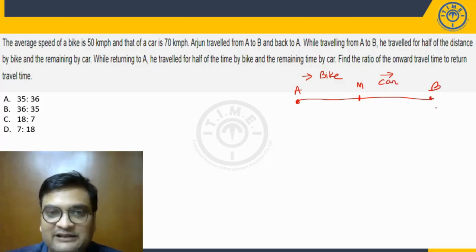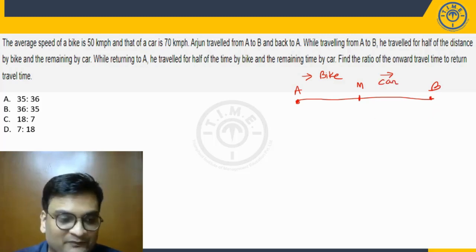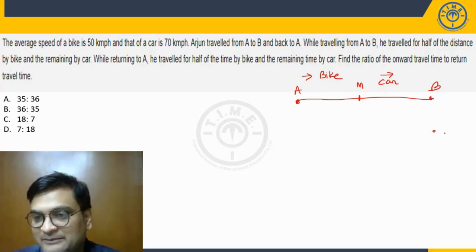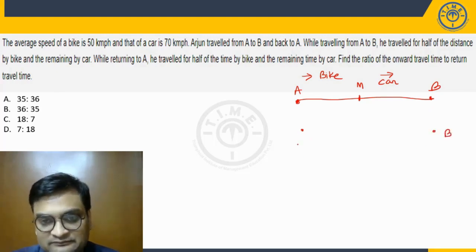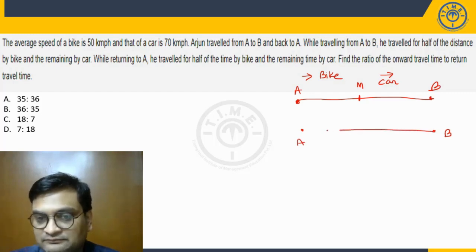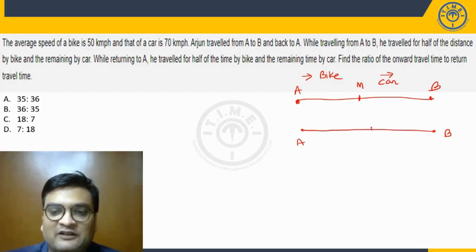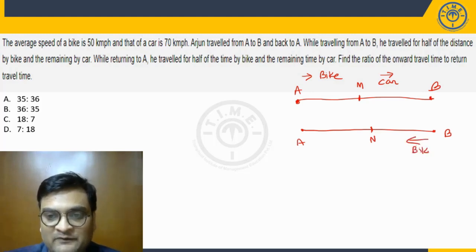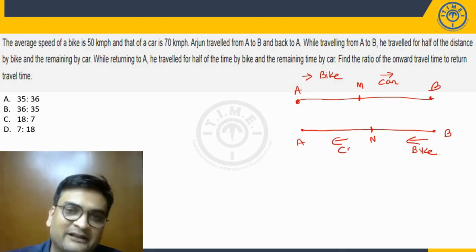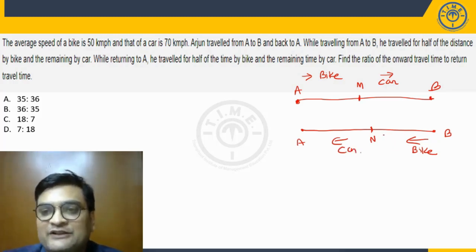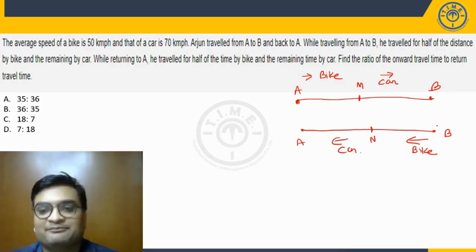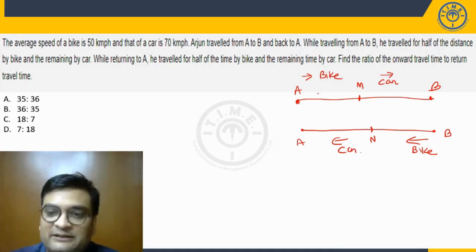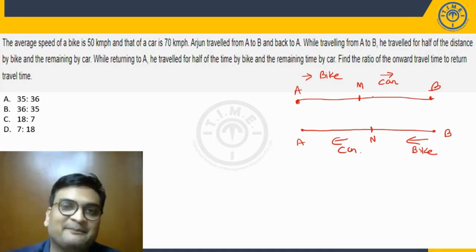While returning, he travelled for half of the time. So while coming back would mean while coming from B to A. Half of the time, so let's say N, he travelled by bike and for the other half he travelled by car. Find the ratio of the onward travel time to return travel time. Now please note that in both the cases the distance travelled is the same.